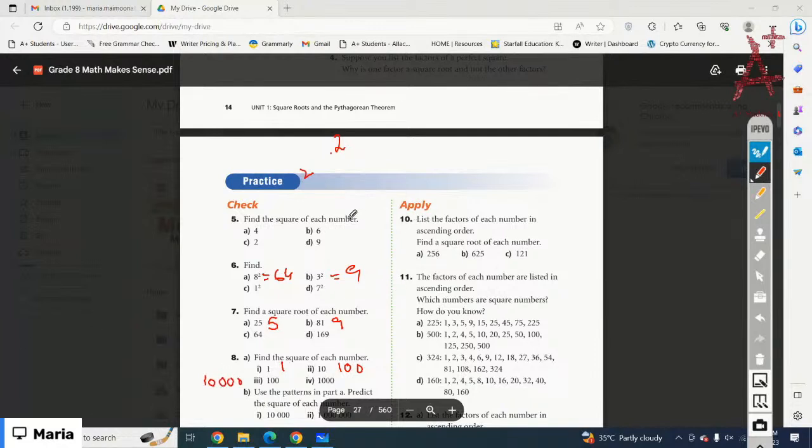Got it? Okay, just look at question number 10. List the factors of each number in ascending order. Find the square root of each number. So you have to list all the factors and then find the square root of each number. Got it?